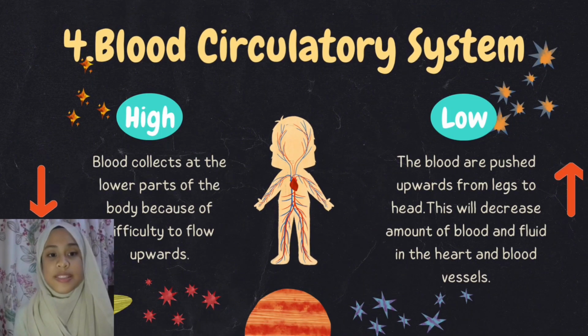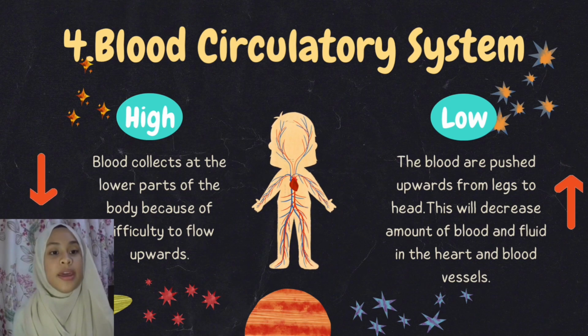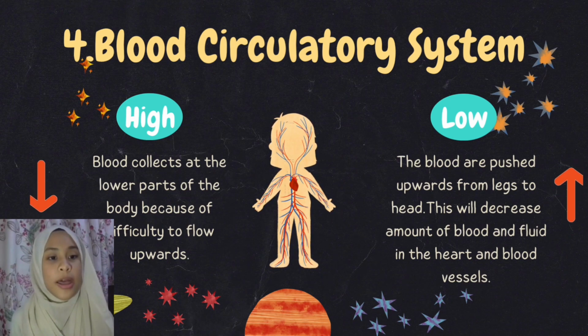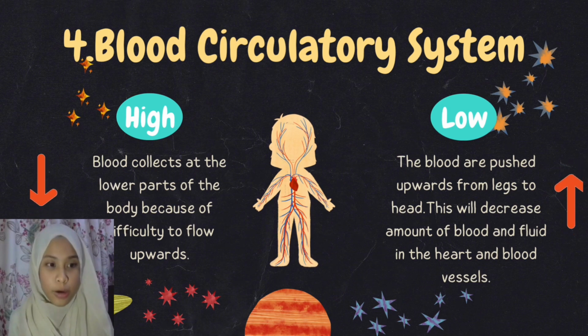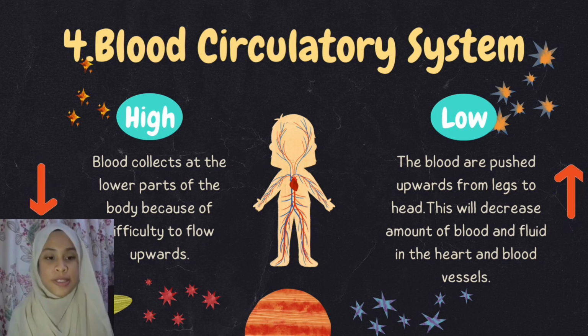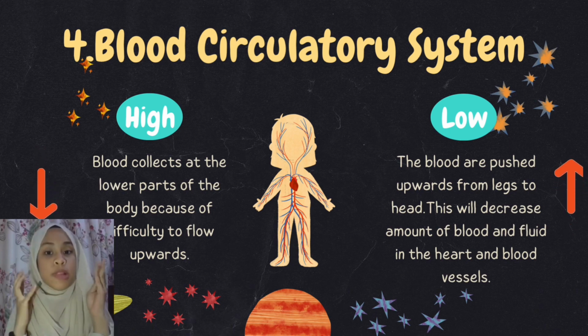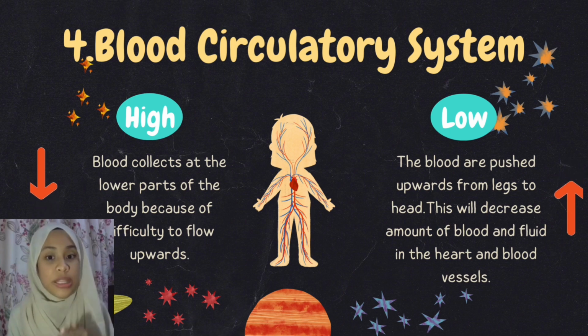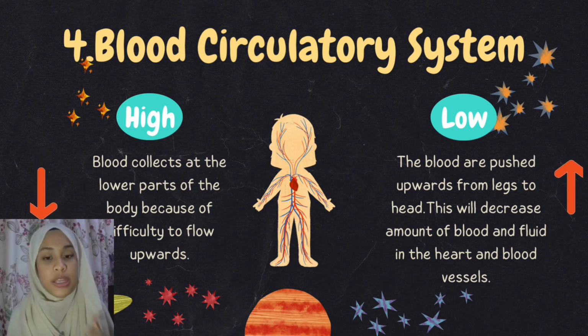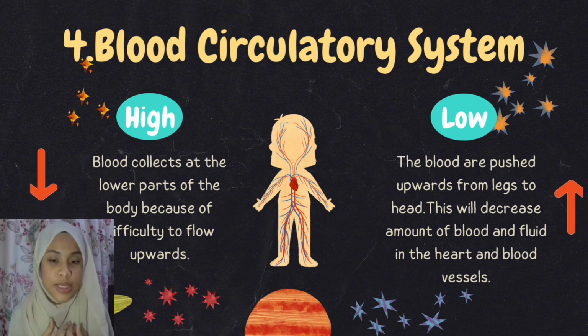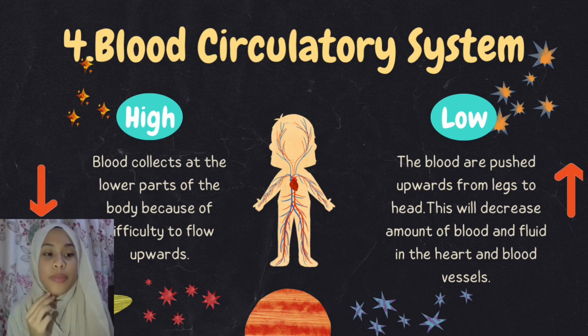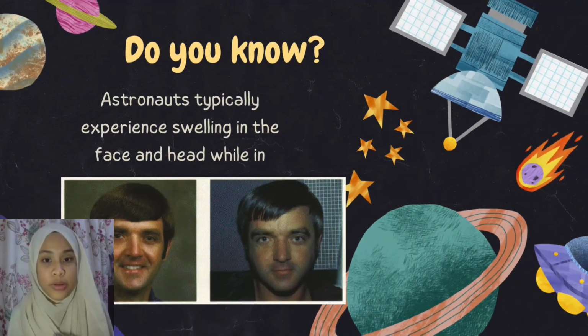Next, the blood circulatory system. So during high gravity, the blood collects at the lower parts of the body because of the difficulty to flow upwards. So all the blood will go to the bottom, and it will be difficult for it to flow back upwards. But during low gravity, the blood is pushed upwards from the legs to the head. So this will decrease the amount of blood and fluid in the heart and blood vessels, and that's why our face tends to look puffy during low gravity.